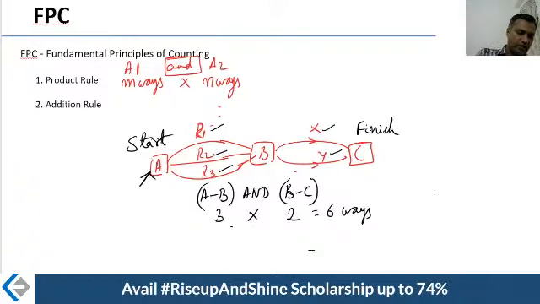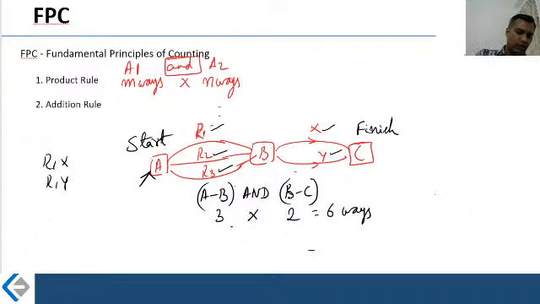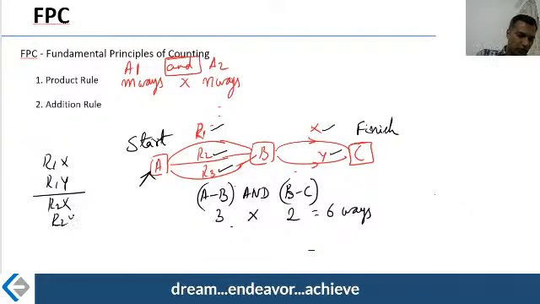Simply put, what are the ways there? R1X is one route. R1Y is another route. Similarly, R2X and R2Y are another 2 routes. Then R3X and R3Y are the third pair of routes.